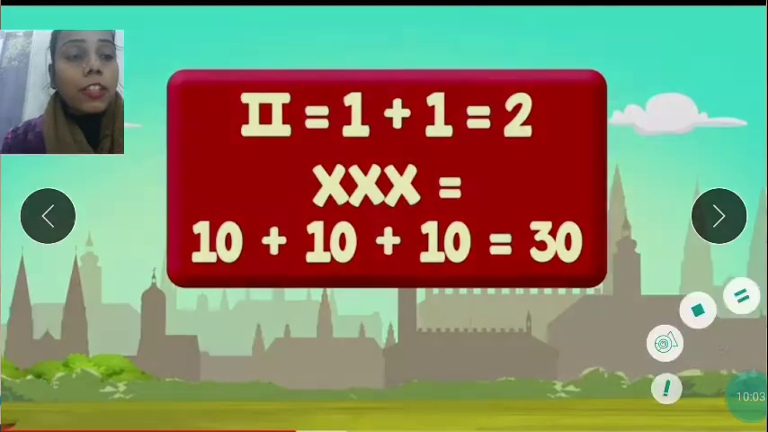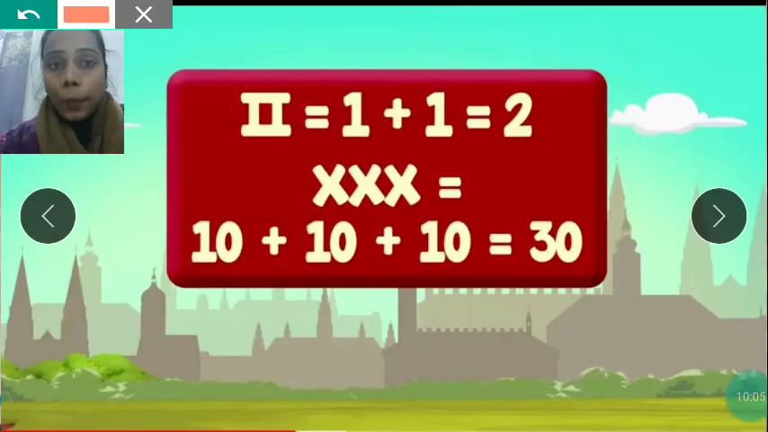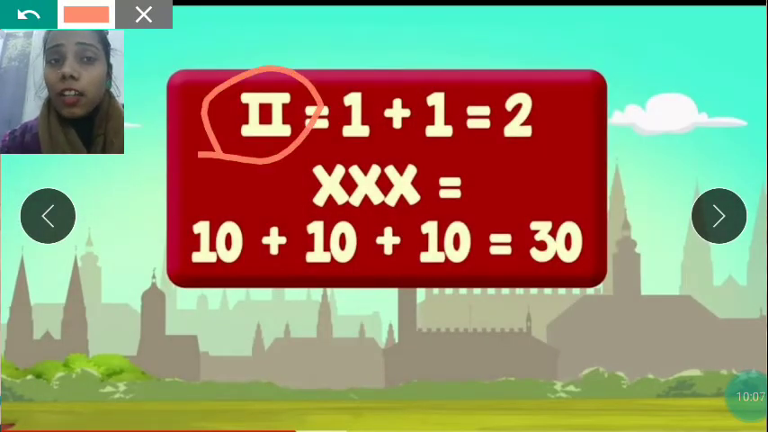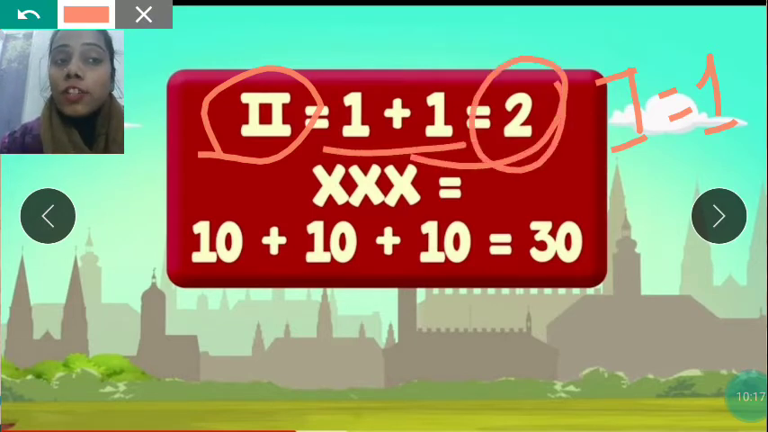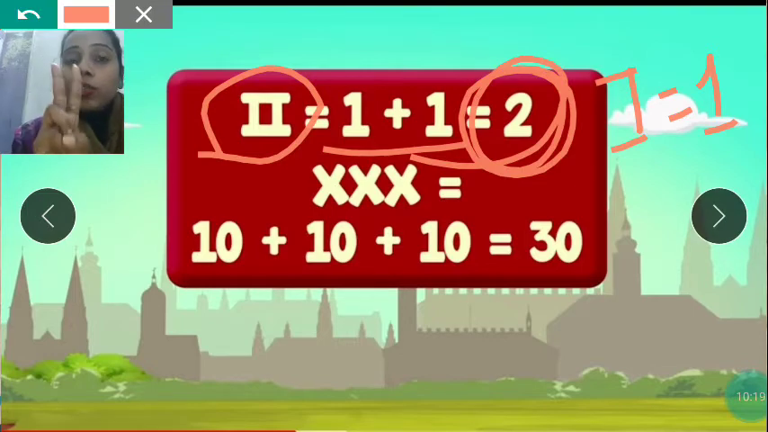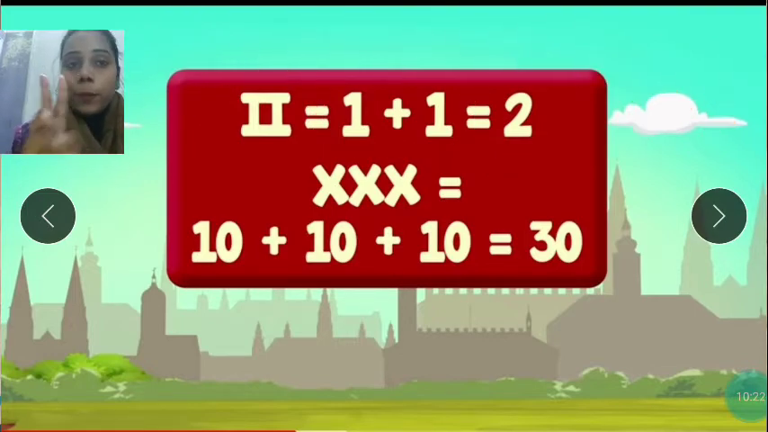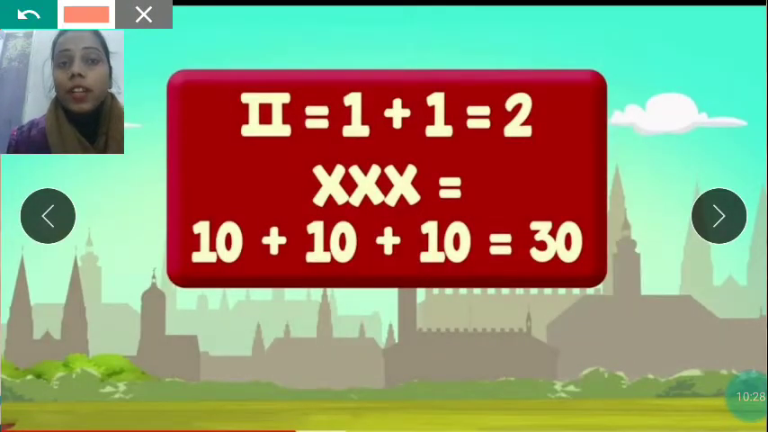We will add its value. As for example, student, what can you see here? II is written here. A single I value is 1, so a double I is 1 plus 1, which will be equal to the number 2. So student, the first rule tells us that when any symbol gets repeated, then we have to add its value.